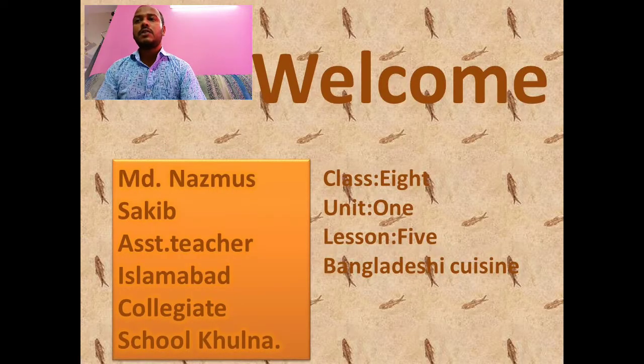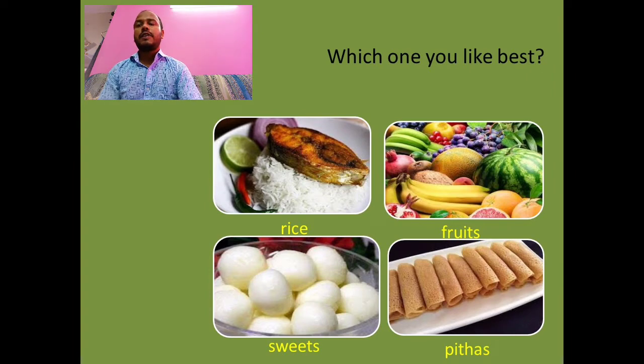So let's proceed to our class, today's online class. Today's class is for class 8, and the selected item is from unit 1, lesson 5, and the title of the lesson is Bangladeshi Cuisine. In the first picture, what can we see? You can see rice, fruits, sweets, pitas. Now, which one do you like best?